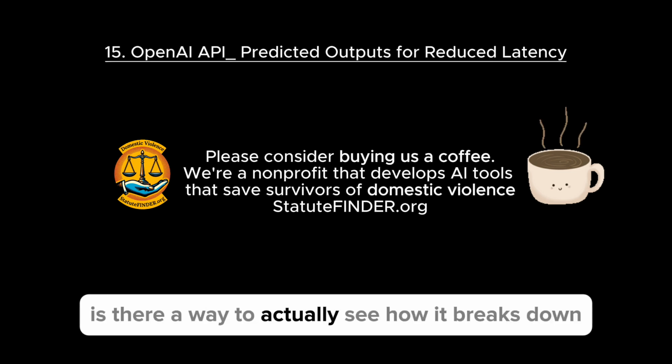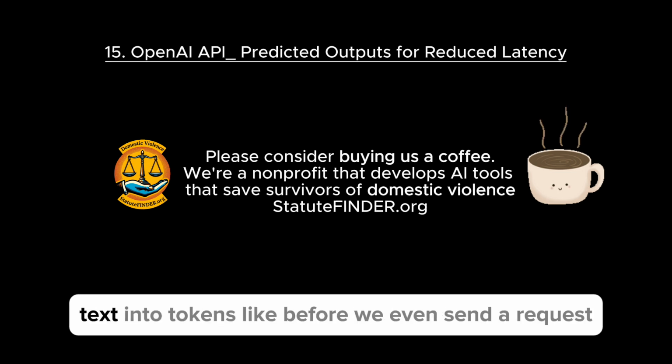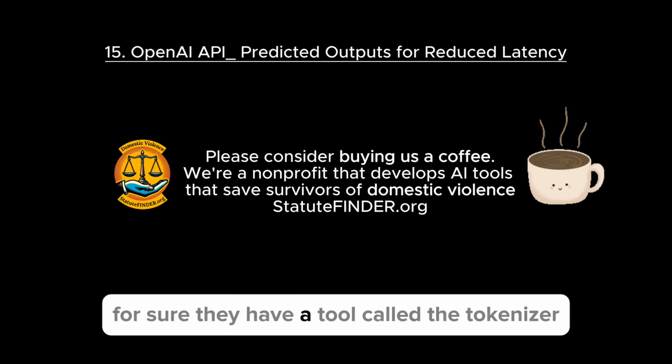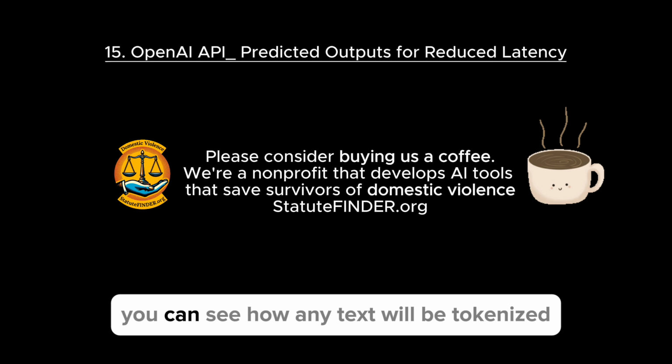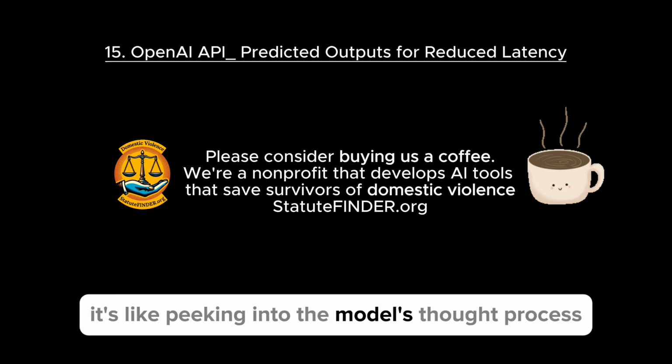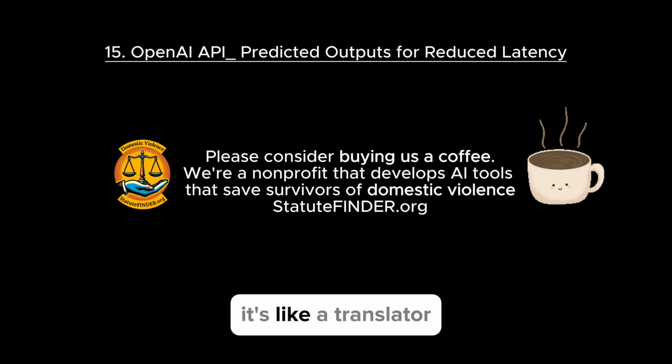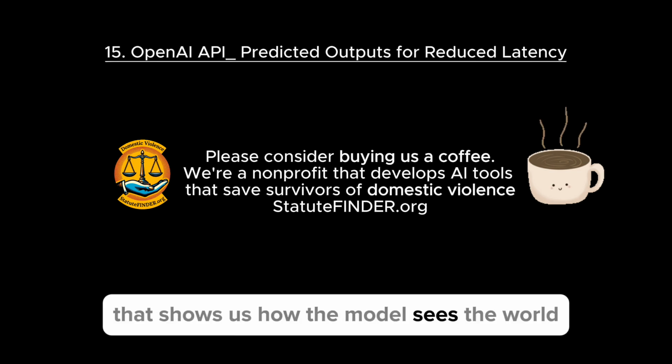Definitely. Is there a way to actually see how it breaks down text into tokens, like before we even send a request? Oh, yeah, for sure. They have a tool called the tokenizer. You can see how any text would be tokenized. It's like peeking into the model's thought process. That's cool. So it's like a translator that shows us how the model sees the world.